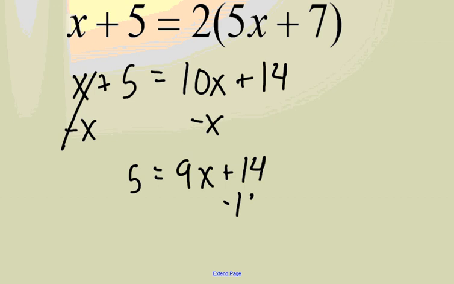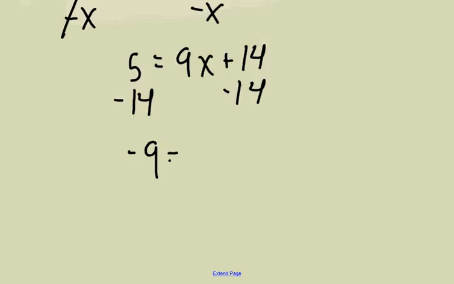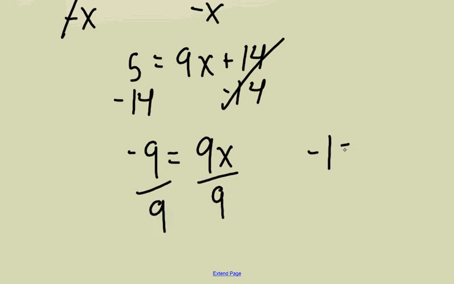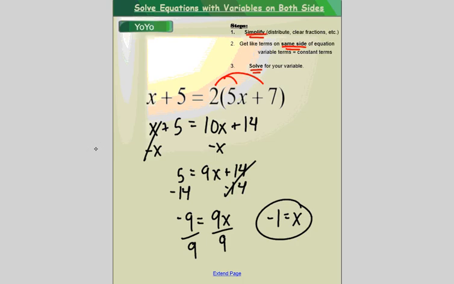I need my numbers to the same side as well, so I'm going to get 5 minus 14 equals negative 9. These will cancel out. And then do my last step of undoing what's happening to x. We call that the solve step. And I get that x is equal to negative 1. So that's what your work should have looked like.